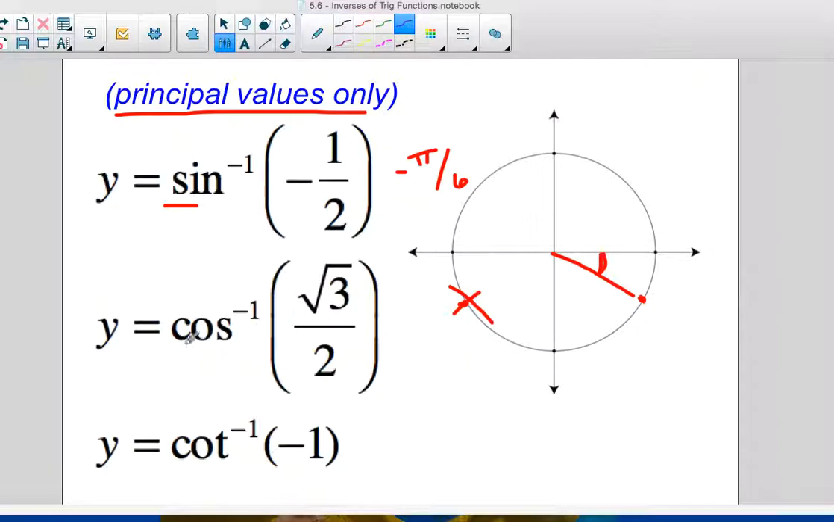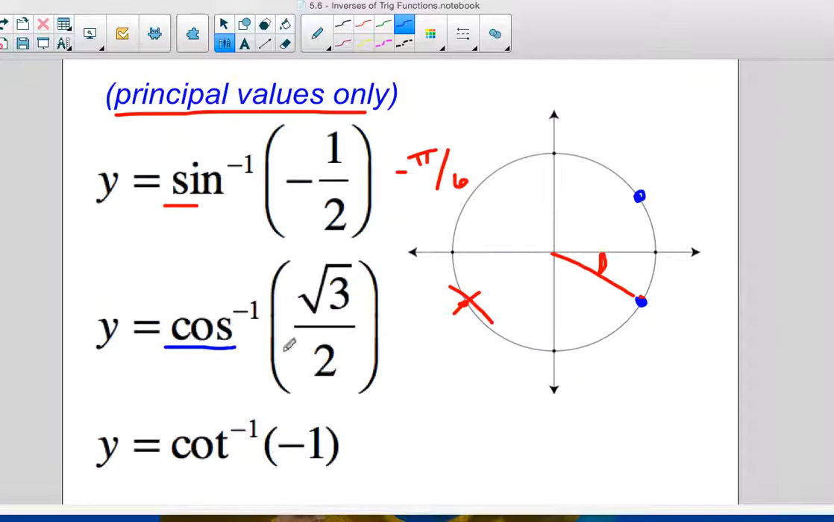Inverse cosine of root 3 over 2. So again, I'm looking for an angle where the x value, or x over r, is root 3 over 2. So an x value of root 3 over 2, that's your long side. Same thing as a y value of 1/2. Could be here if it's in quadrant 1, but you know what? It also could be here in quadrant 4 in that exact same spot.